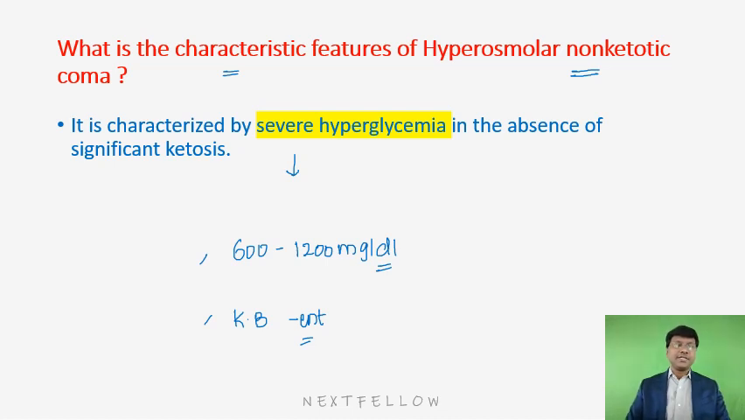What are the ketone bodies? Acetone, acetoacetate, and then beta hydroxybutyrate. These are the ketone bodies. So the ketone bodies are absent in these patients with hyperosmolar non-ketotic coma.